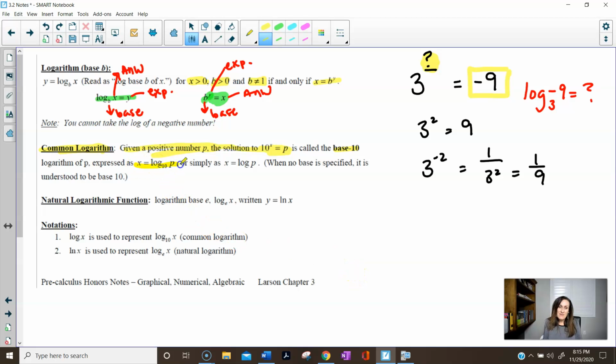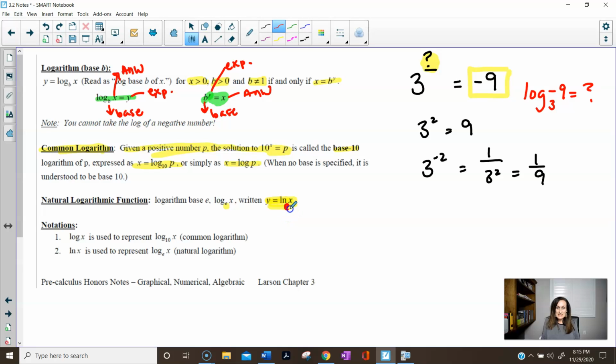Instead of having to write that 10 as the base, when we don't see a base, we assume it's base 10 when we see log. All right, natural log. Natural log is written as y equals ln x. And a natural log has a base of that magical number, base e. So if you see ln, you know that the base is e.